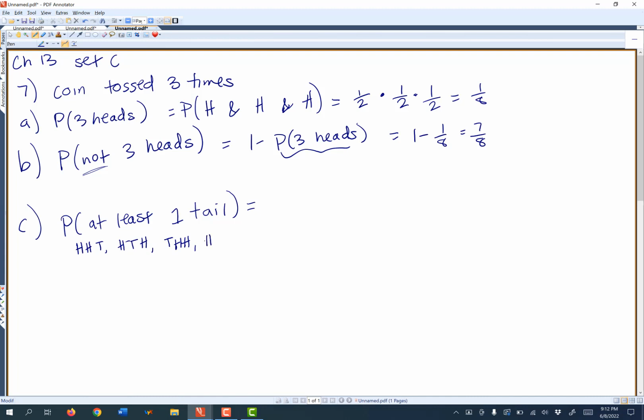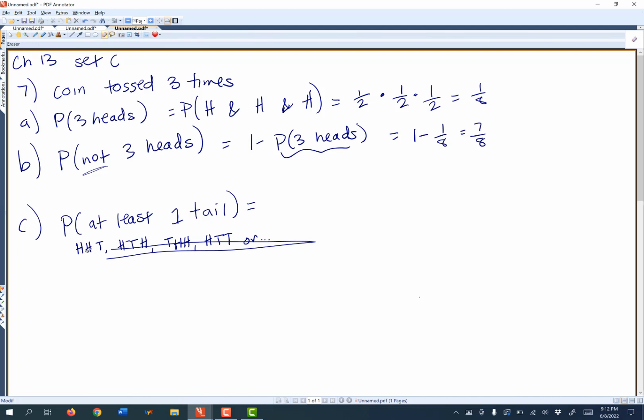Or maybe I could get a head, tail, tail, or... There's a lot of different ways to get at least 1 tail. This is going to take you forever, and we're only doing 3 coins. What if you are trying to do it 10 times or something? There's no way you're going to want to list out all the ways you can get at least 1 tail. So we're going to use the complement rule. So much easier way to do it.